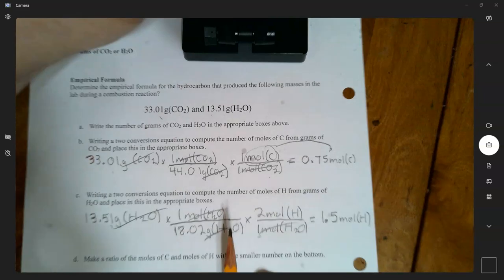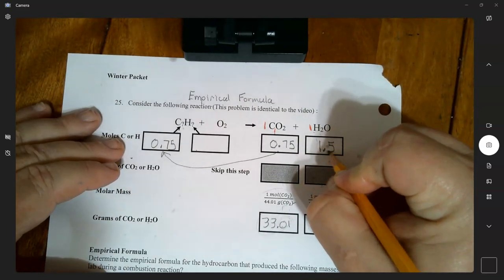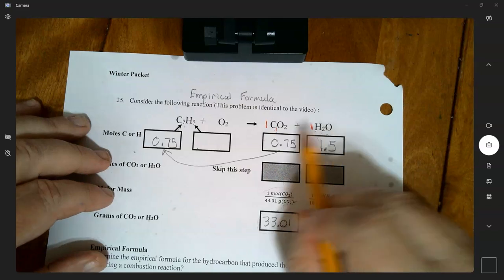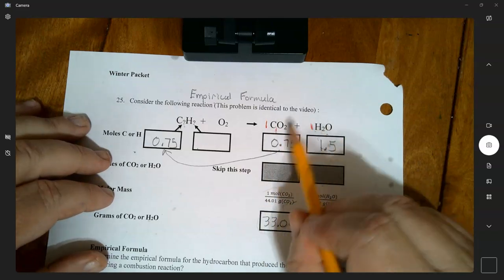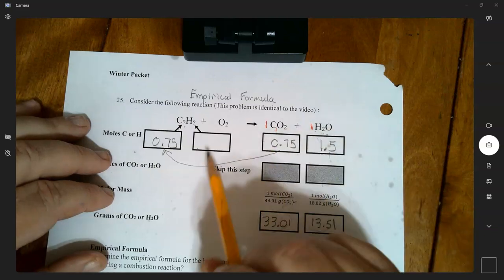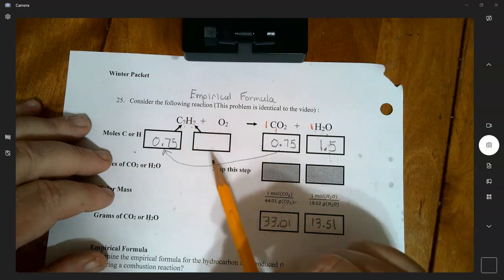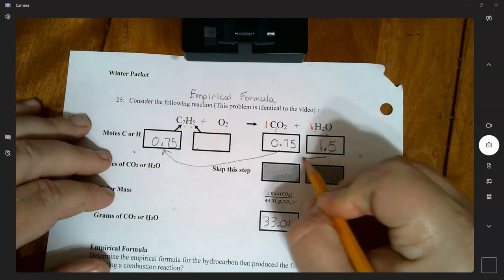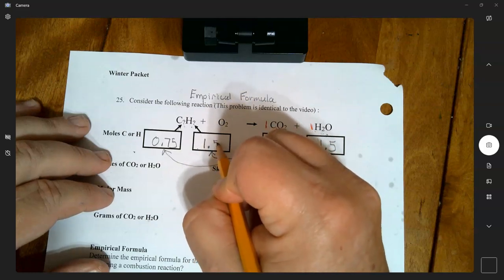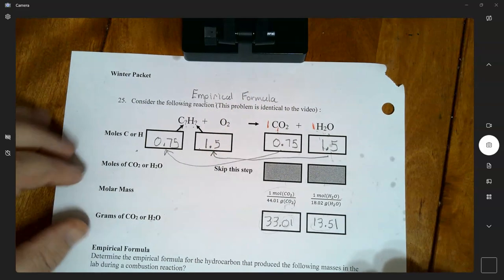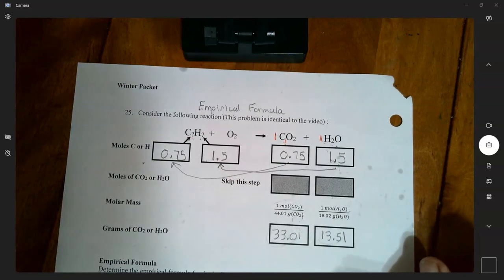So now we're going to come up here and put that 1.5 right here. That's all the hydrogen you find on the product side, and all of it had to come from here. That's the only place on the reactant side you see hydrogen, so we're simply going to draw this arrow over here like this, and put the 1.5 there. Okay, so that gives us our moles of carbon and our moles of hydrogen to work with.